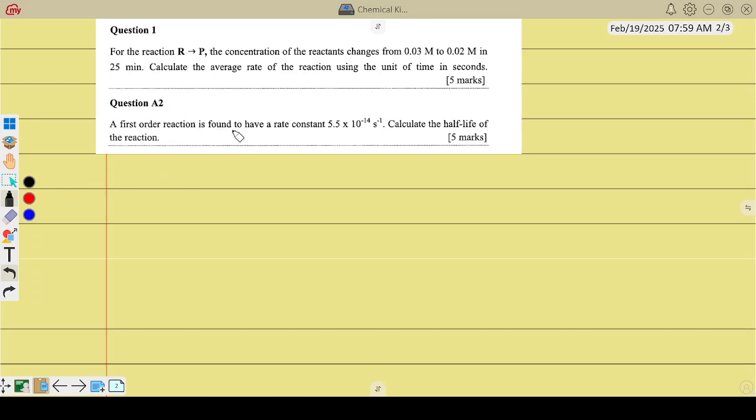So our answer in question A2, they gave it a lot of marks for some reason. So a first order reaction is found to have a rate constant of this. Calculate the half-life of the reaction. So we're going to say the half-life of a first order reaction is simply ln 2 over k.